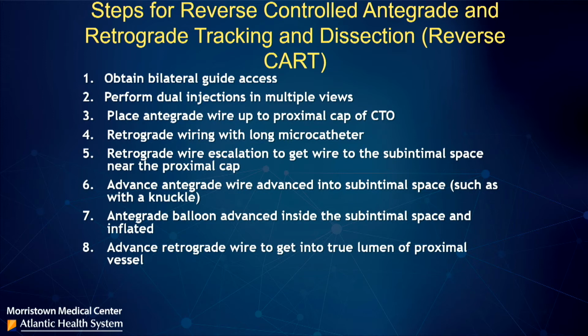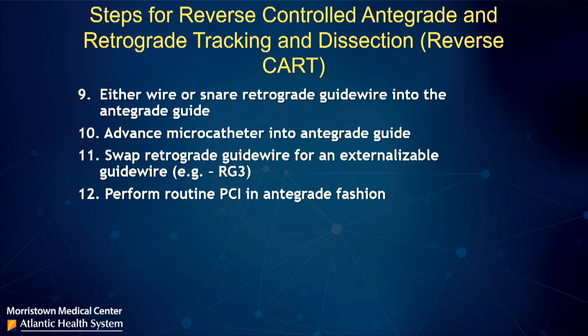Advance the antegrade wire into the subintimal space with a knuckle. Antegrade balloon advanced inside the subintimal space and inflated. Advance the retrograde wire into the true lumen of the proximal vessel. Then either snare or advance the wire directly into the guide. Advance the microcatheter into the antegrade guide. Swap the retrograde guide wire for an externalization specialty guide wire like the RG3 or the R350, and then perform routine PCI in an antegrade fashion.